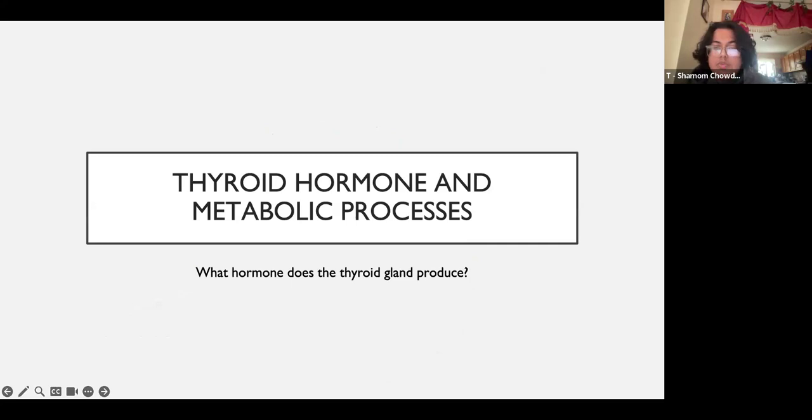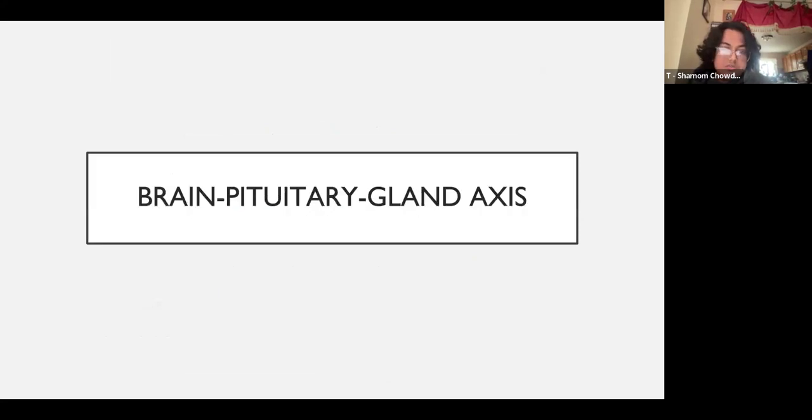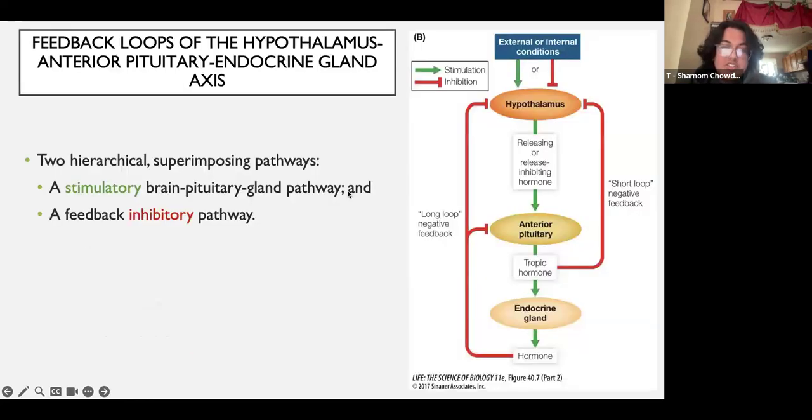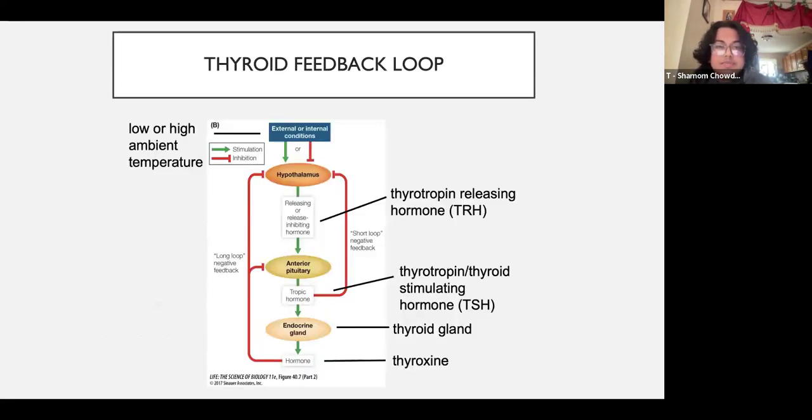So, thyroid hormone and metabolic processes. T3 and T4, which are over here, triiodothyronine and thyroxine. Definitely butchered that, sorry about that. T3 is only produced at about 10%, but it's the most active hormone in the body.